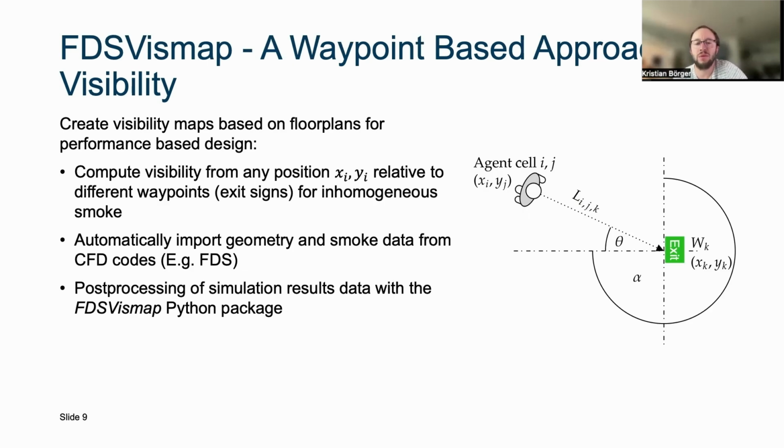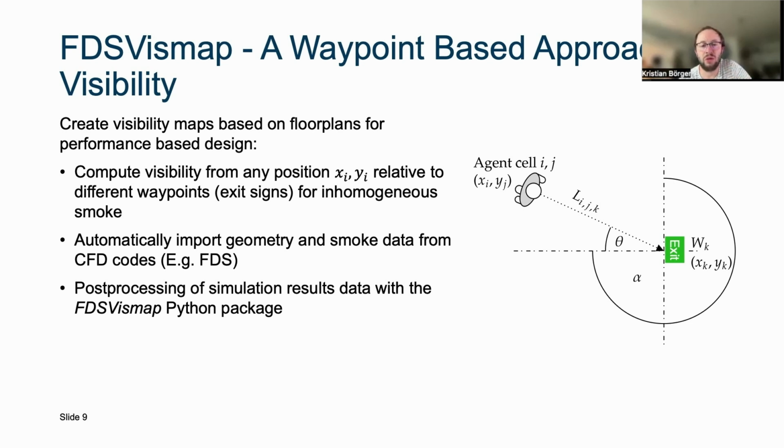So the idea to overcome those drawbacks was to create visibility maps as floor plans, indicating locally and temporally whether the performance criterion of sufficient visibility is met or not. So the idea is that visibility should not be calculated as a local quantity, but relative between the person or an agent and an exit sign. So we compute an integrated or averaged extinction coefficient between each cell of the domain and the exit sign, or the waypoint here.